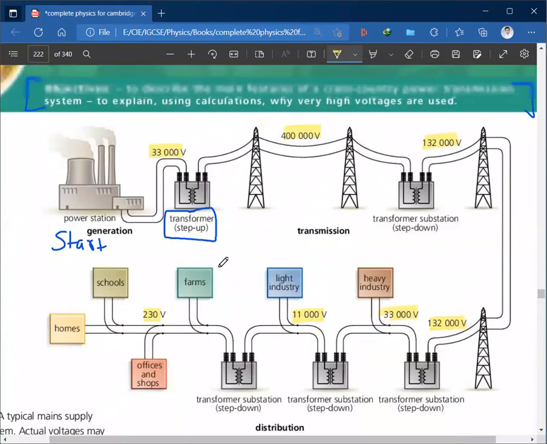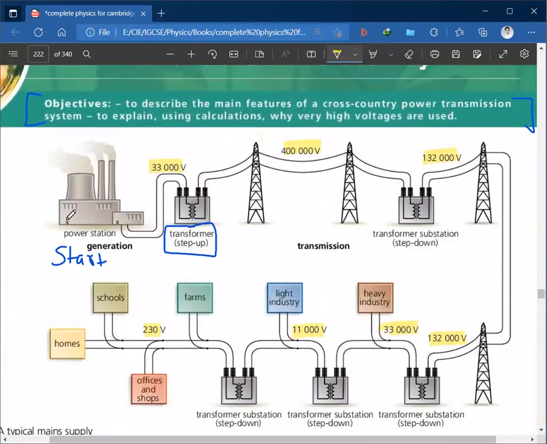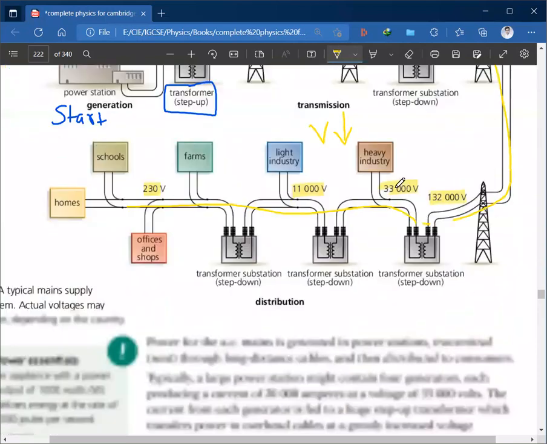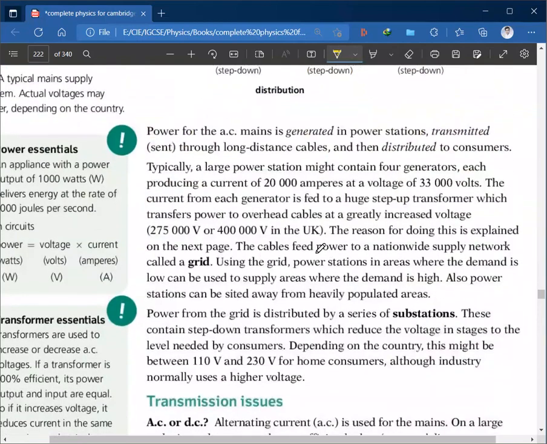So what we're realizing is when the power comes from the station, it has a good amount of voltage, but when it's traveling, we increase the voltage. Voltage is a lot more, 400,000, as it travels from the power station to your house. And then at your home, we decrease the voltage. Let's start reading from here.